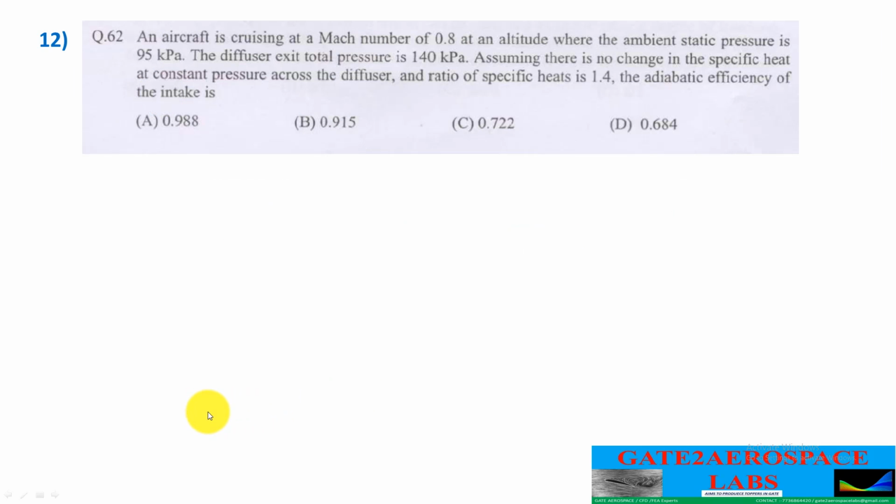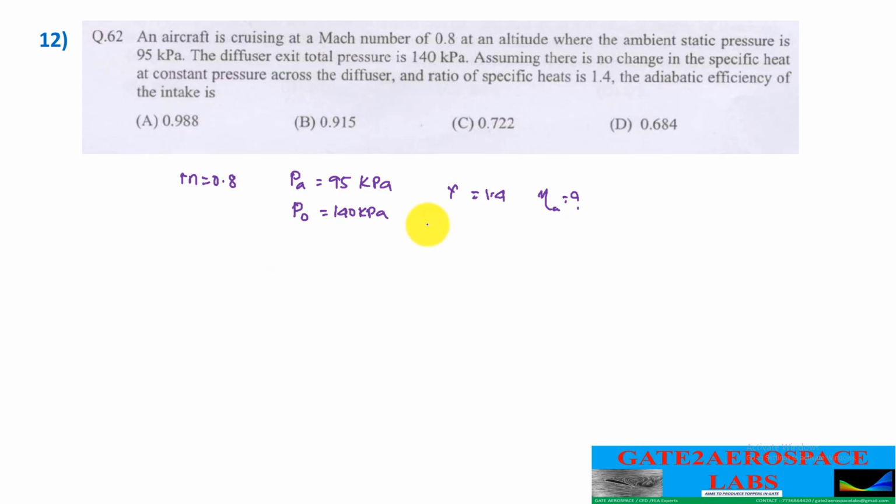Fine. Next question. In this question, an aircraft is cruising at Mach 0.8, where the ambient static pressure is given as 95 kPa. The total pressure is also given, 140 kPa. There is no change in specific heat, that means gamma is 1.4, it is also given. We have to determine the adiabatic efficiency of the intake.